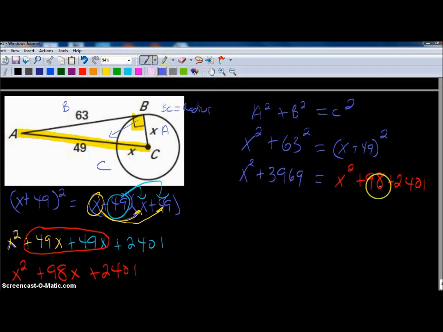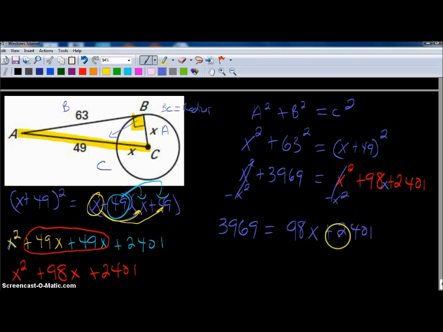Now we're talking. This is a math question. That's what I'm talking about. Now, they both have x squared. You see, there's an x squared right here, and an x squared right here. If you subtract x squared, they cancel. So we're left with 3969 equals, oh, forgot the x, people. Forgot the x there. Equals 98x plus 2,401.